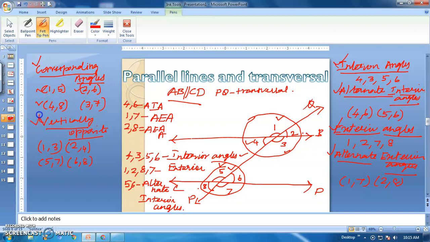And vertically opposite angles we have already seen in the last class itself. When two lines intersect, the opposite angles are equal. These are vertically opposite angles. And also these kinds of angles are equal: 1 equals 5, 2 equals 6, and similarly 4 equals 8 and 3 equals 7, because if the lines are parallel they are equal. We are going to see how they are equal in the next video. Let us continue this in the next video.